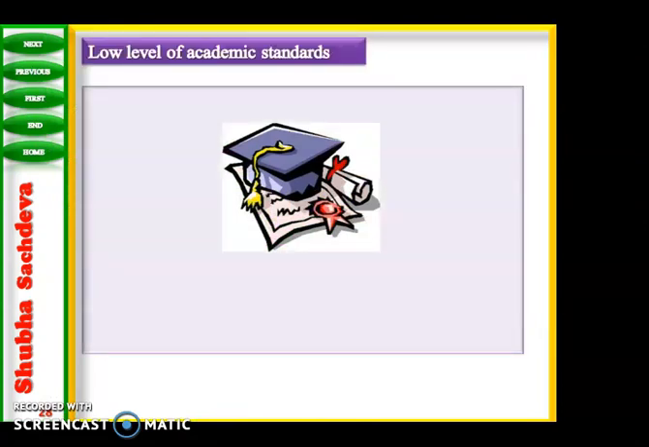The education we provide here is not up to the mark. That means the education provided to students is only for the degree, not for the job. Education facilities are not as developed as required for economic growth.